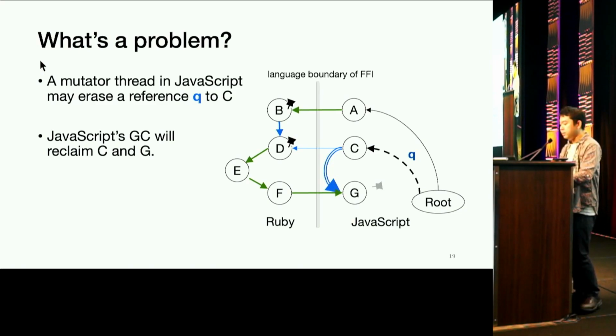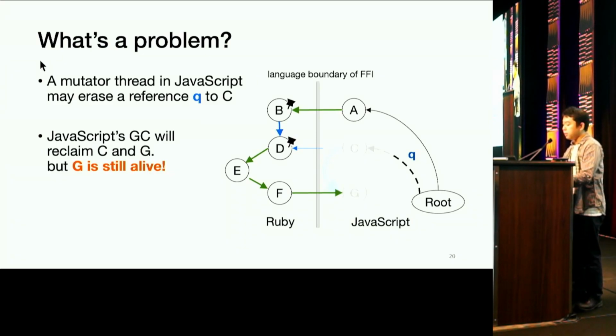So what is the problem in this example? After passing a reference to D as an argument, a mutator thread in JavaScript may erase a reference Q pointing to C. Since the object C is not reachable from the JavaScript root, the JavaScript garbage collector will reclaim C and G. So C and G are reclaimed, but G is still alive. A mutator thread can access G by following A, B, D, E, F. So it is a problem.